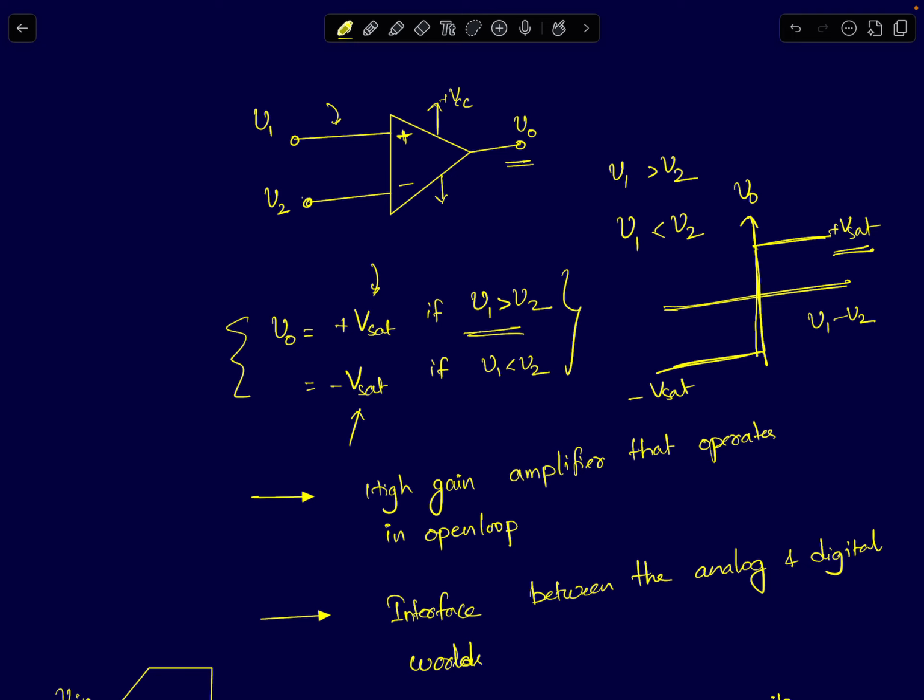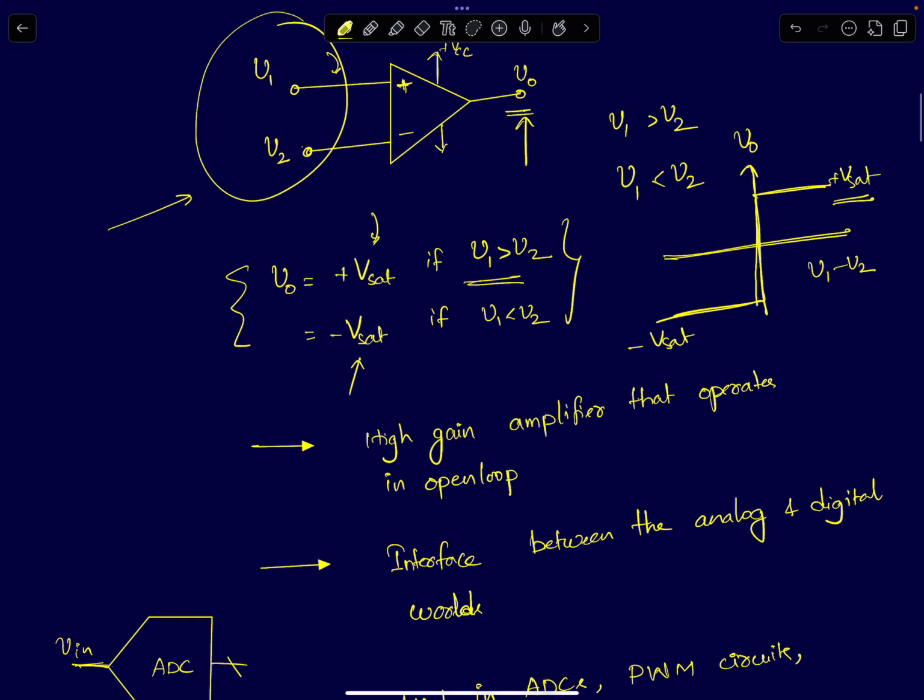So if you see, a comparator is a high gain amplifier. It is used in open loop, and therefore it can only produce two output levels. Either it is plus Vsat or it is minus Vsat. The input levels can be analog in nature, which means they can take a wide range of values. But the output levels of a comparator are binary in nature. They can either be plus Vsat or minus Vsat. It's like a logic high or logic low level. Therefore, it's not surprising that comparators are often circuits found at the interface between the analog and the digital worlds.